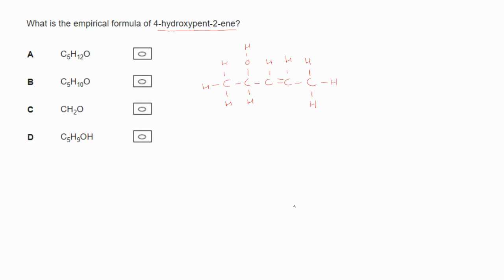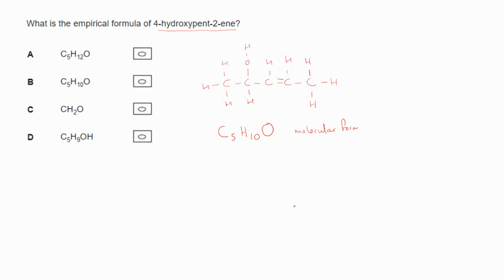Right, so once you've drawn the molecule out, then you just need to accumulate all the number of the different elements. So there are 5 carbons there, and if I add the hydrogens up, I've got 1, 2, 3, 4, 5, 6, 7, 8, 9, 10. And then I've got 1 oxygen. So that's my molecular formula.